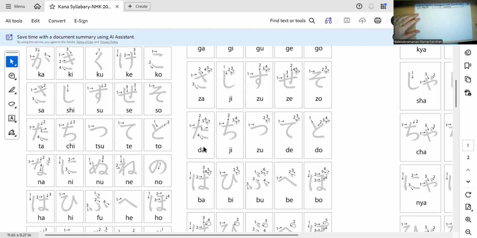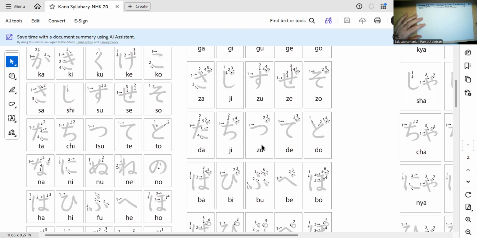So let's look at the Da series. We have Da, Ji, Zu, De, Do. Again, you have a repetition of two sounds from the Za series. I won't say letters. It is almost written the same. Ji, Zu. We'll look at this later, so don't worry about it. As of now, concentrate on the stroke order and try to get your writing right. Become comfortable with the script. That's the entire point. So you have Da, Ji, Zu, De, Do.